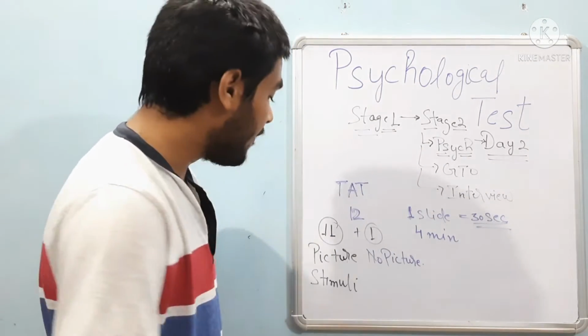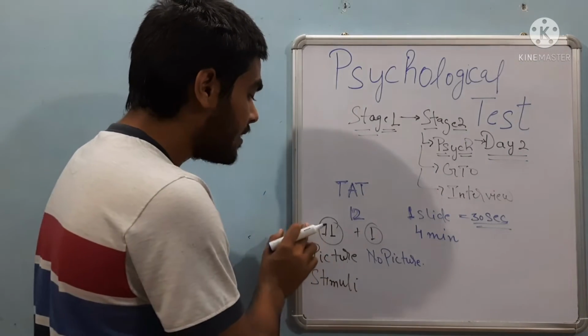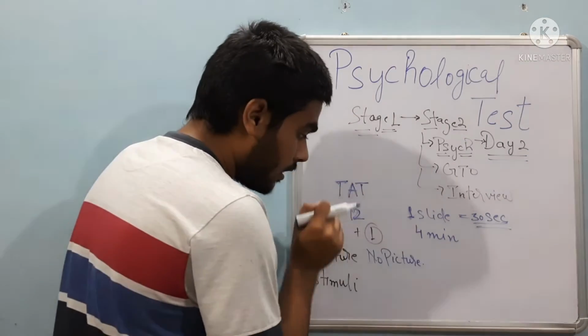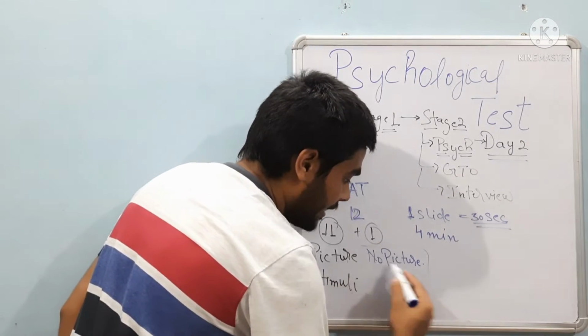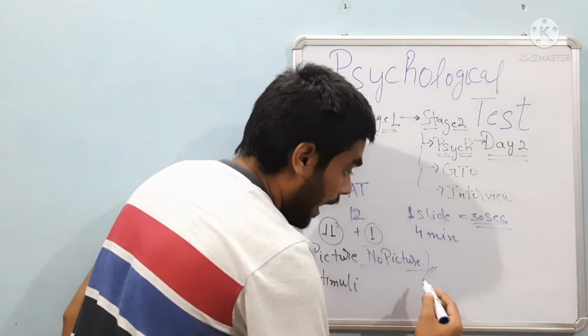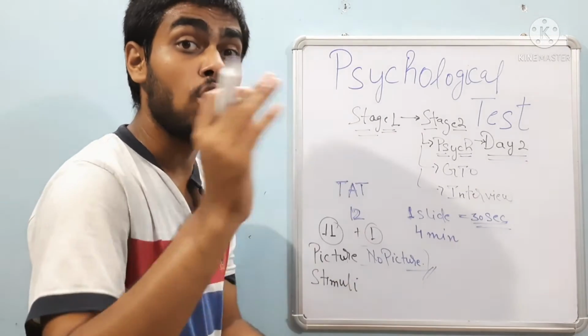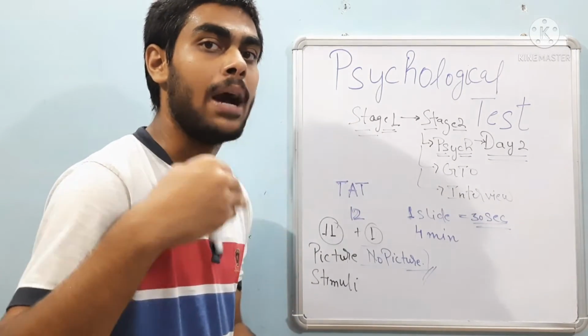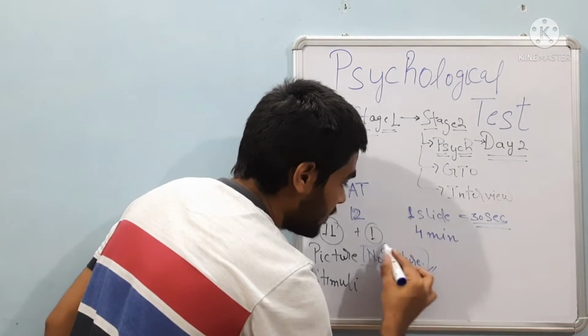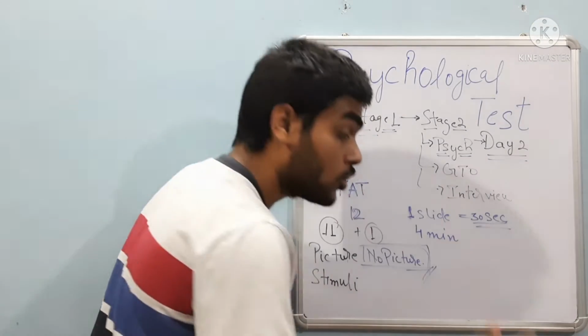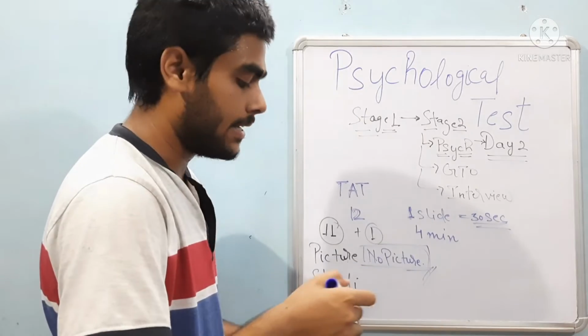After writing 11 slides, the 12th slide will be given, and that will be a blank slide, that is, no picture will be shown. And you have to write a story on the thought which is currently in your mind at that instant.